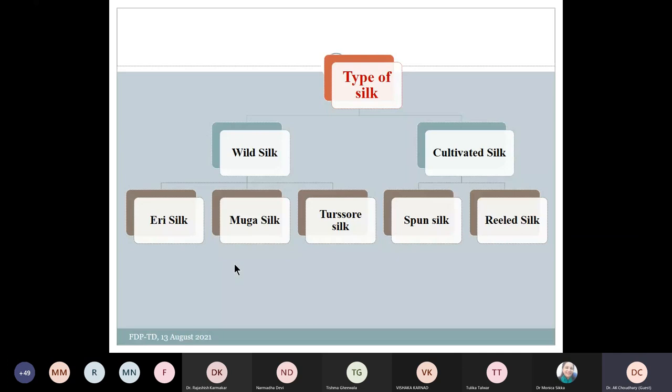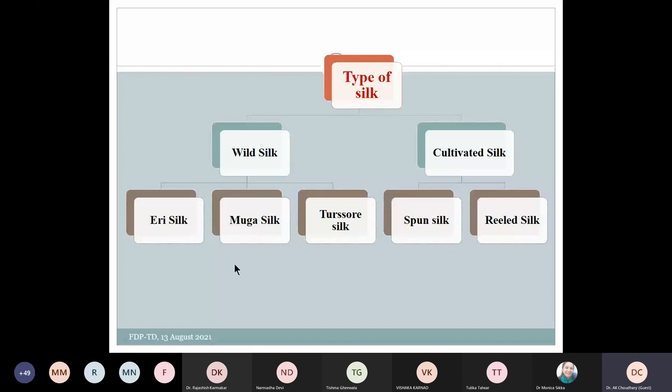And Tasar silk, again this is the wild silk, produced in our India by Jharkhand, Orissa, and also part of Andhra Pradesh. These are the leading states. And Bihar also produces this Tasar silk. So Muga silk is mostly produced by Assam. And Eri silk, again produced by Assam, and also West Bengal, Bihar, and some other states. And come to the cultivated silk, domestic silk, reared silk. That is artificially taken from the silkworm eggs, and I will discuss all in detail in the next.